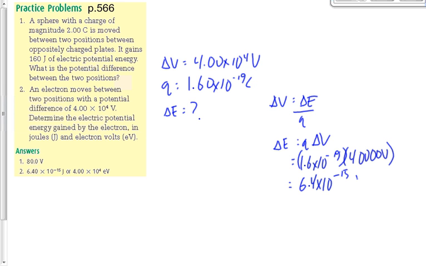And that would be in joules, right? If we're using standard units like coulombs and volts, then we're going to get standard units like joules. Now, it's not always the most convenient units, but they are standard units. Now, we got to convert that to electron volts.